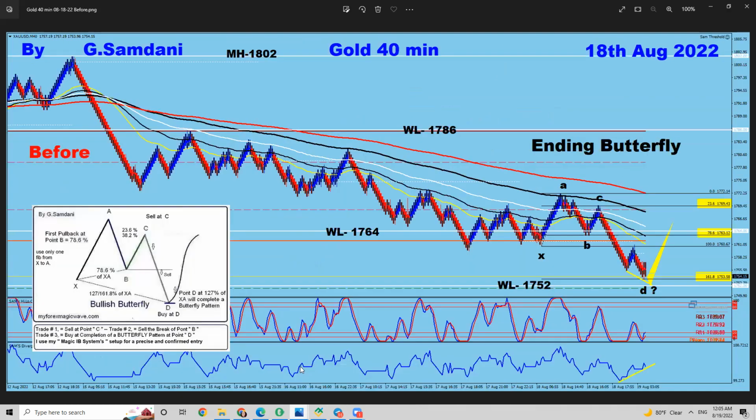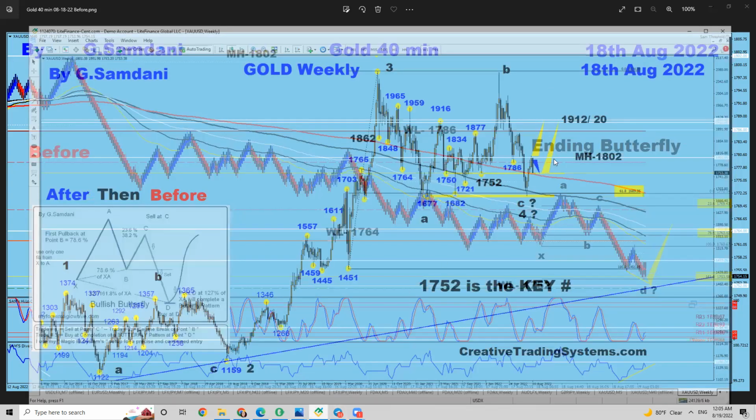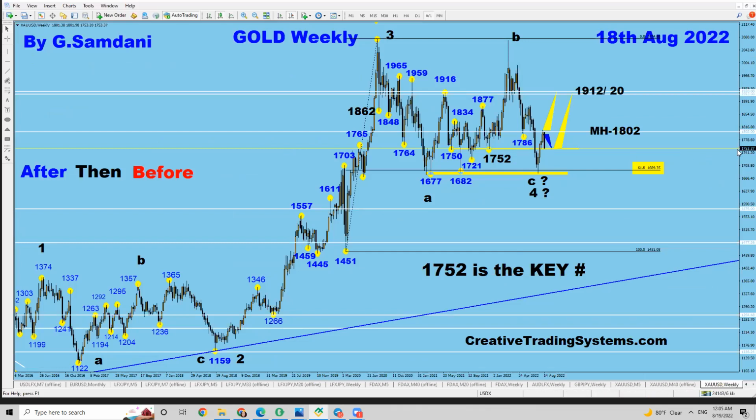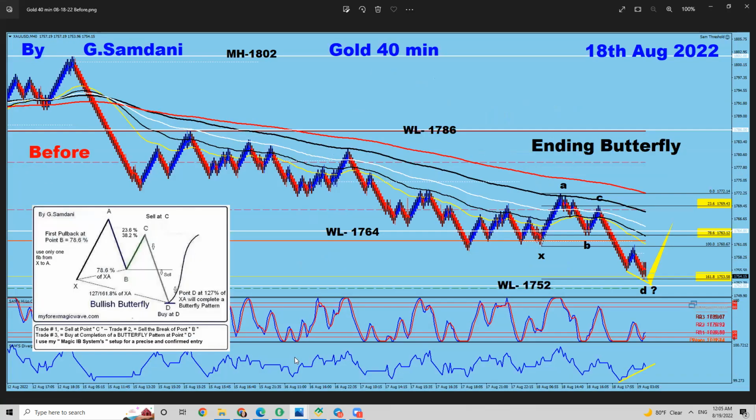Then at 1764, we were playing around and went up. It made my 40-minute short setup and started dropping. Where? 1752. It is there. I just made the chart. Our current chart is like this. You see this chart here? It is at 1753 right now. So this is where it's going to be coming.